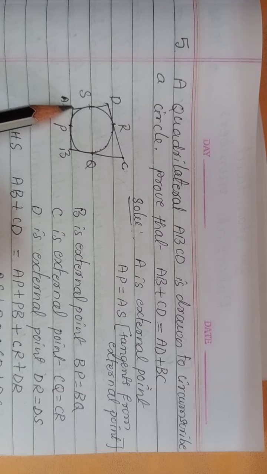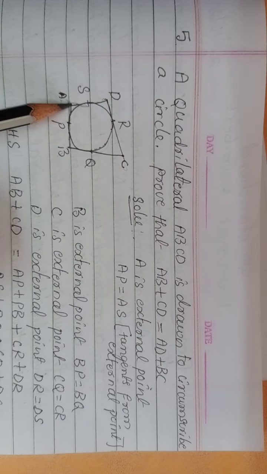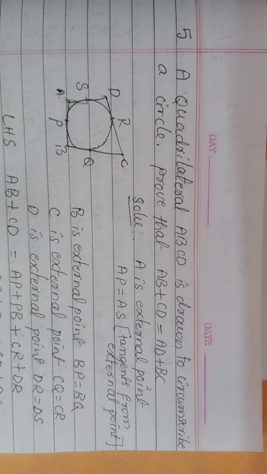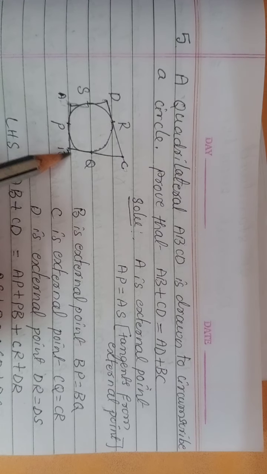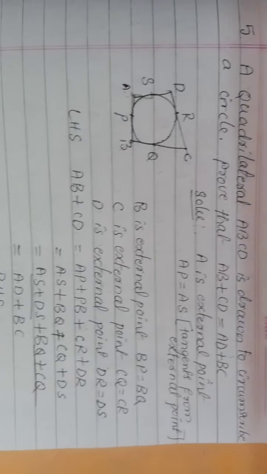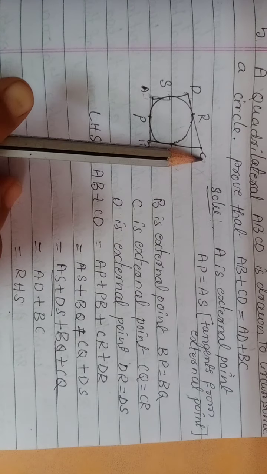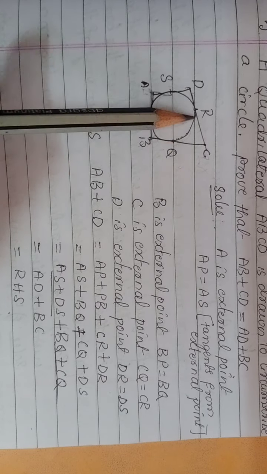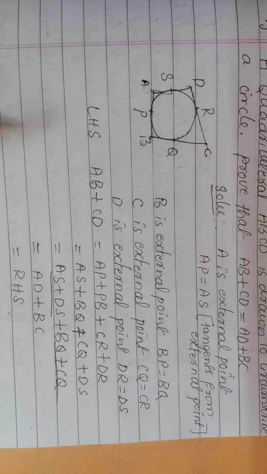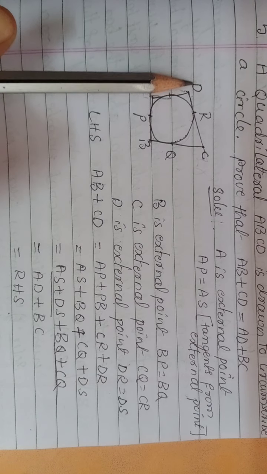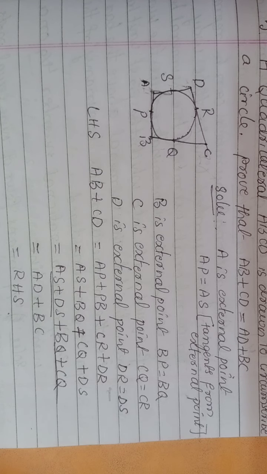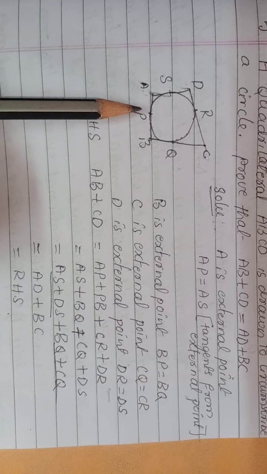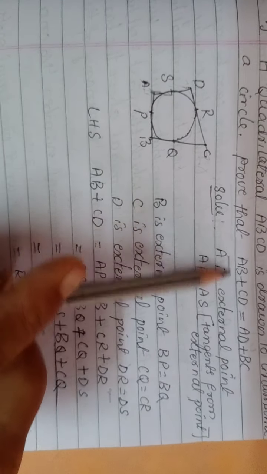A is an external point. Two tangents are here, AP and AS, and they will be equal in length. In the same way, B is an external point, so BP and BQ will be equal. C is an external point, so CQ and CR will be equal. D is an external point, so DR and DS will be equal. Clear?